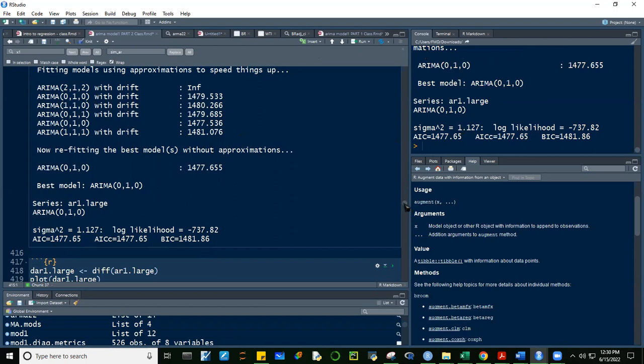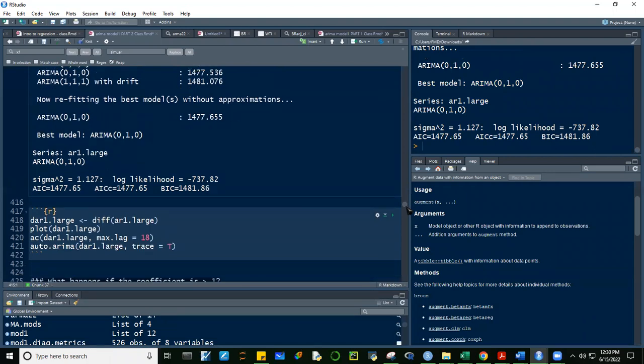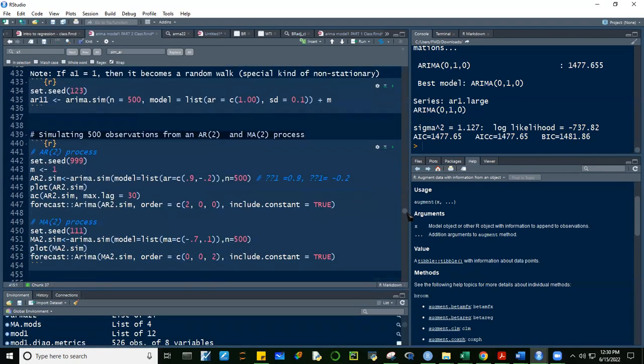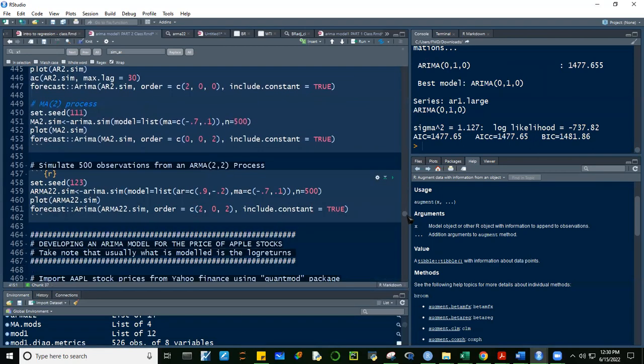So next, kindly look at this, guys. Paki-research naman kung ano difference ng AR1 process at saka MA1 process. Okay? Tapos ano yung nature ng isang AR1 process na maliit yung AR1 at saka malaki yung AR1. Okay? So we'll pick it up from here next meeting.